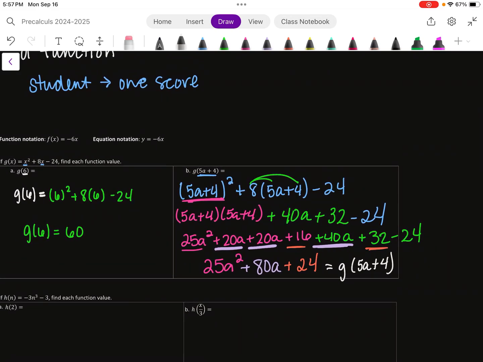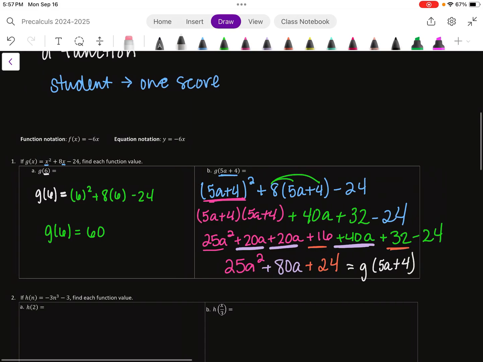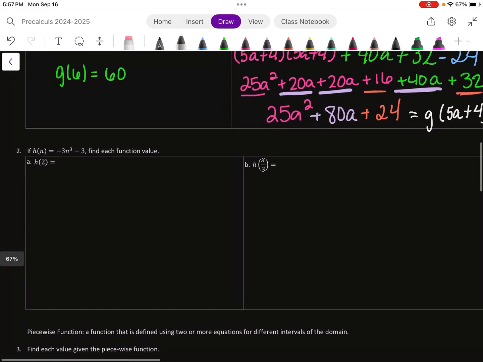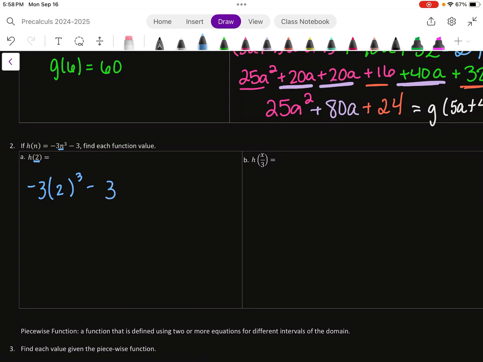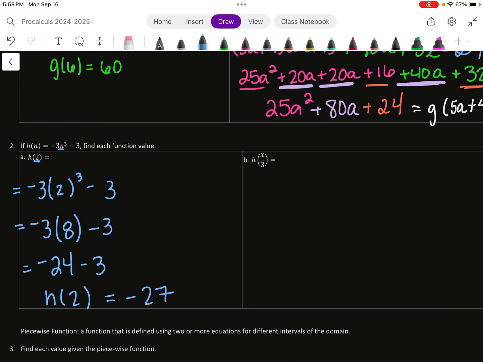All right, so again, we're going to do another example of just plugging an expression in or a value in. So here we have h of 2, so I'm going to plug 2 in for n here. So that's going to be negative 3 times 2 cubed, minus 3. So negative 3, 2 cubed is 8, minus 3. Negative 24 minus 3. And so I know that h of 2 is equal to negative 27.